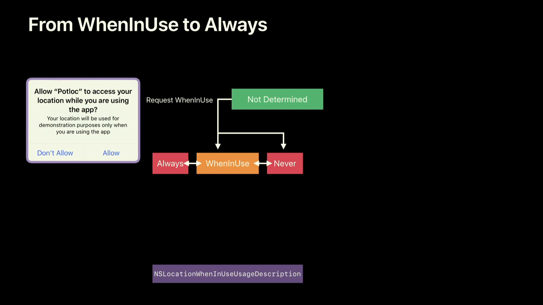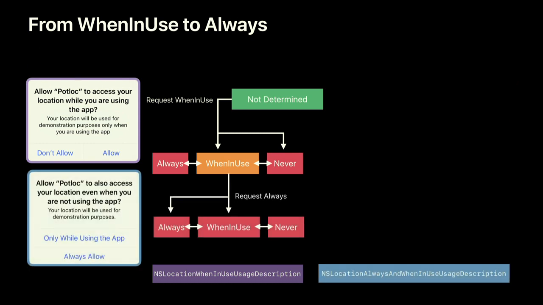After this point, the user can freely go to settings and adjust your app's authorization value to whatever they like. But if the user has chosen to grant your app when-in-use authorization, which they probably will if you're following our best practices, you can additionally request always authorization. When this happens, Core Location will display a transition prompt, and we'll use that new always and when-in-use usage description string. From here, the user can either grant your app always authorization or keep it at its current when-in-use value. After your app has requested always authorization, it will be unable to request any further prompts.